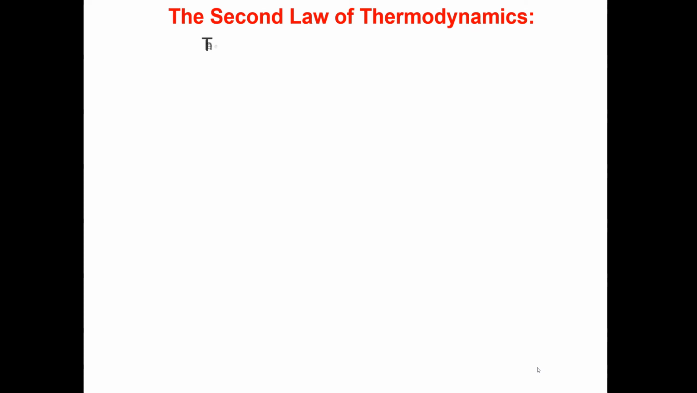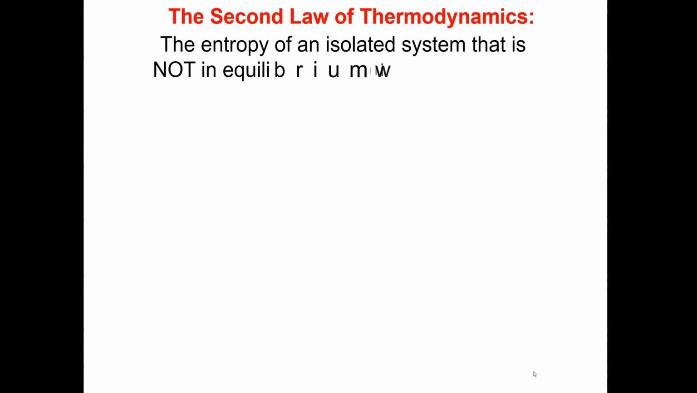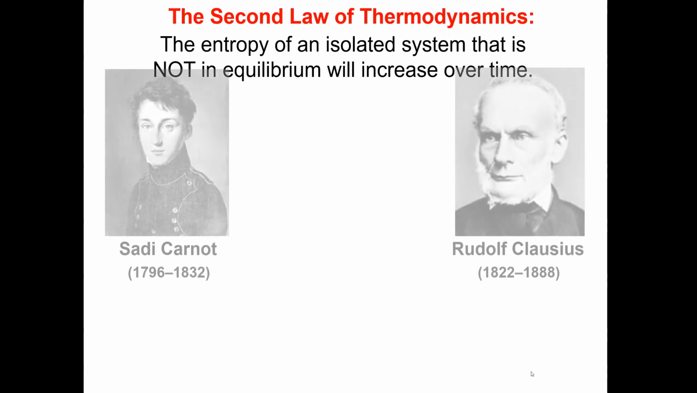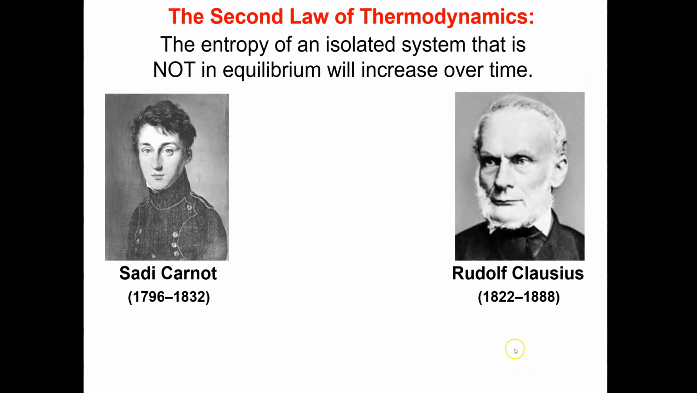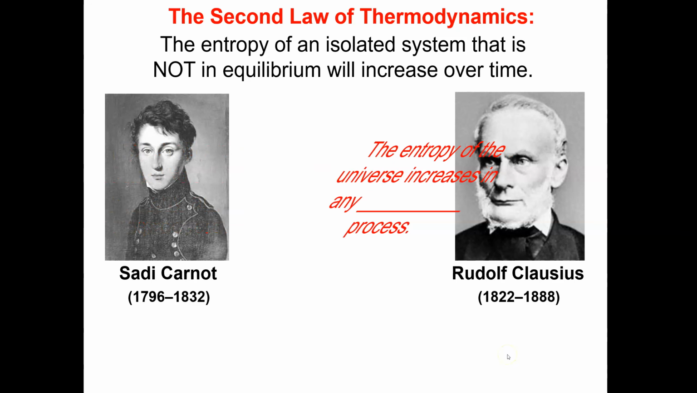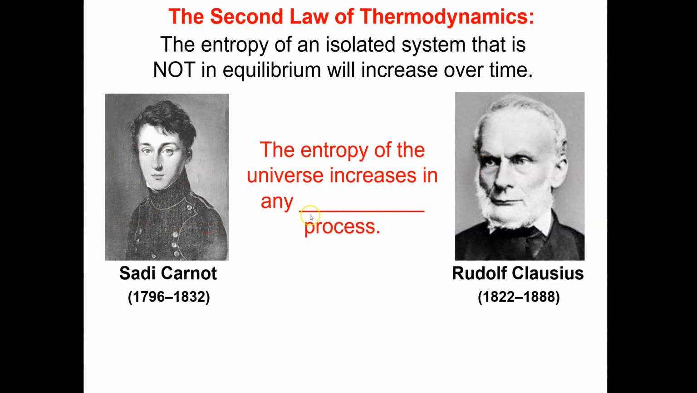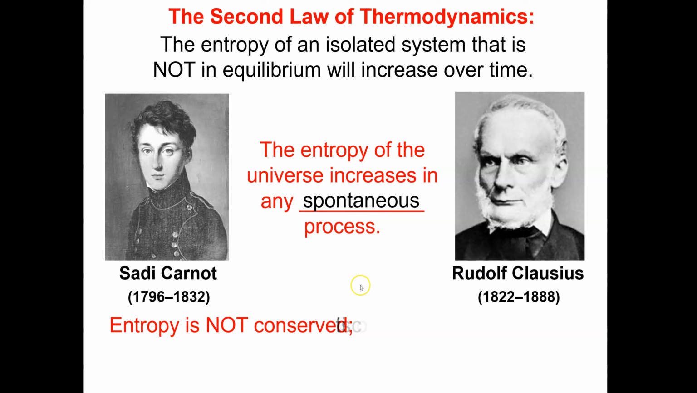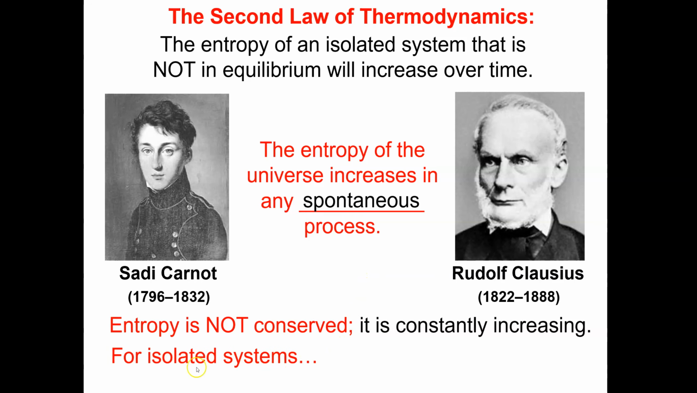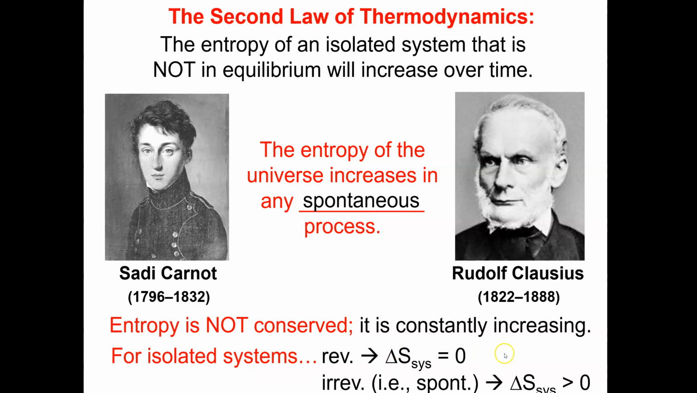The second law of thermodynamics states that the entropy of an isolated system that is not in equilibrium will increase over time. This was researched by these two scientists, and they said that the entropy of the universe increases in any spontaneous process. In other words, the universe will constantly have some sort of process that increases entropy, and entropy is not conserved. It is constantly increasing. For isolated systems at equilibrium, delta S becomes zero, and for irreversible reactions, it's going to be greater than zero.